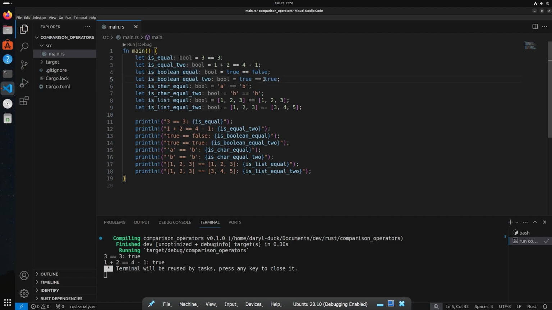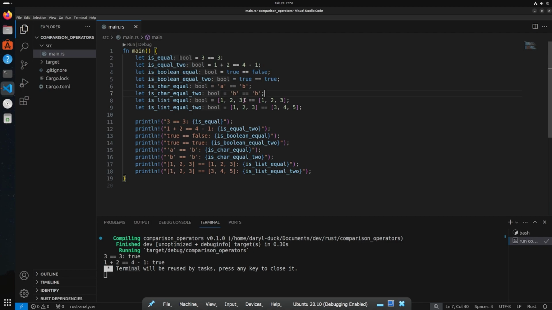However, the next one, true is equal to true. So that's going to return true. We also compare characters, right? We can say things like, is A equal to B? Well, no, because they're two different letters, right? But if we go B is equal to B, then yes, that is equal.